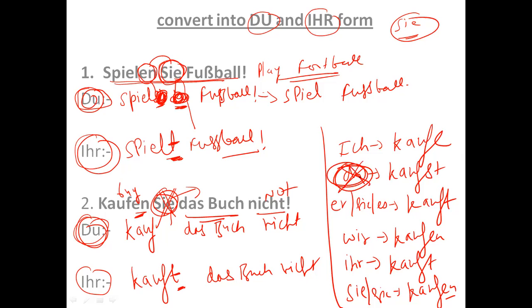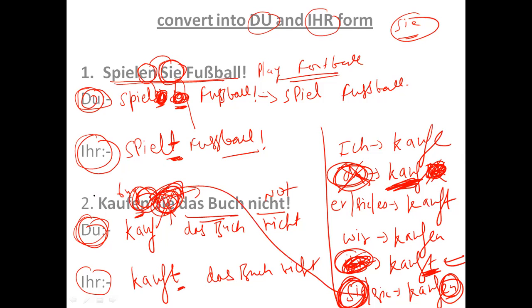So here in du, neither du will come nor the ending will come, only "kauf". With ihr, ihr will not come, but the ending will come. The -t shall be there. And in Sie, Sie will also come and -en will also come. So if I look at the question, -en is there, Sie is also here. So that is why here. And if I need to do du, the ending is not there, du is also not there. And in ihr, only the ending is there, ihr is not there.